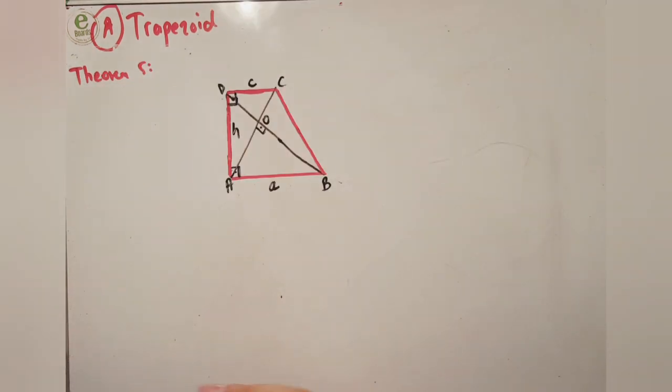In this part, I am going to talk about the last theorem of the trapezoid, and after that we are going to start another member of the family, which means the rhombus.